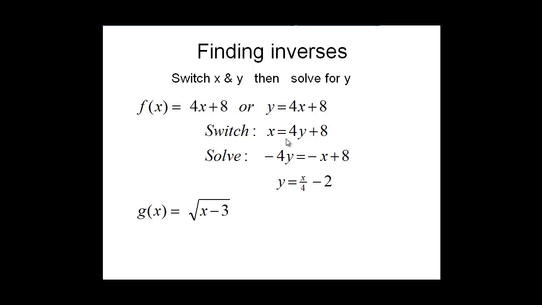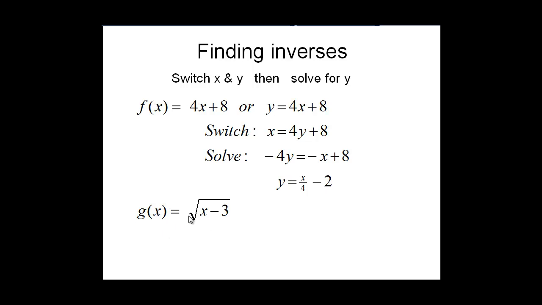And when you do, if you move the y over, that's negative 4y. Move the x over as negative x plus 8. And then when you divide by negative 4, you have negative x divided by negative 4 is x divided by 4. 8 divided by negative 4 is negative 2.